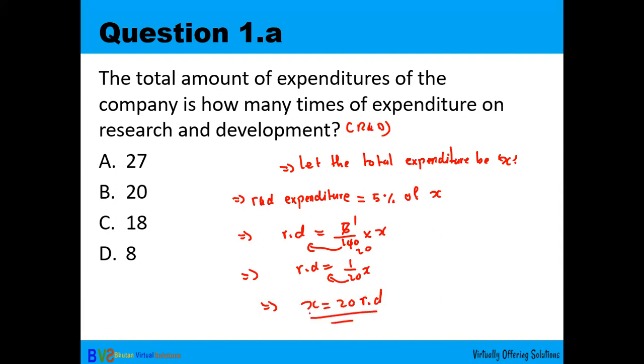All right. What does it mean now? The total expenditure of the company is 20 times the expenditure on research and development. So the answer is B, that is 20 times. Yes, so the answer is 20.